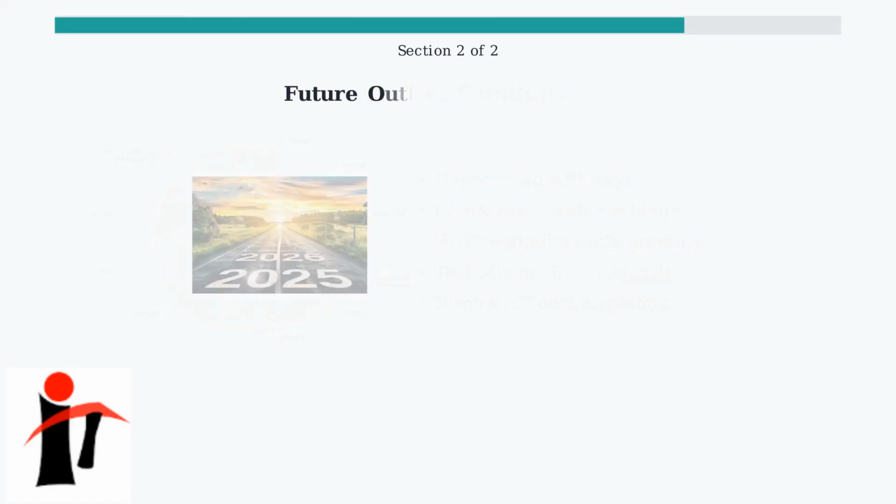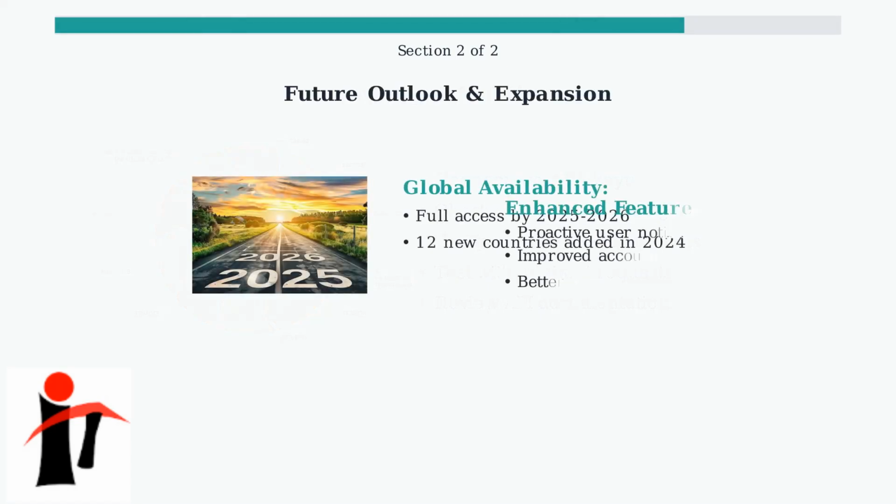Looking ahead, Anthropic is rapidly expanding Claude's global availability. The company aims to achieve full worldwide access by late 2025 or early 2026 with enhanced error prevention systems.